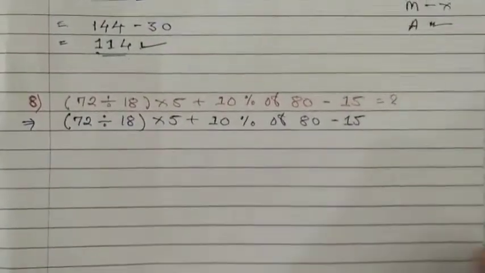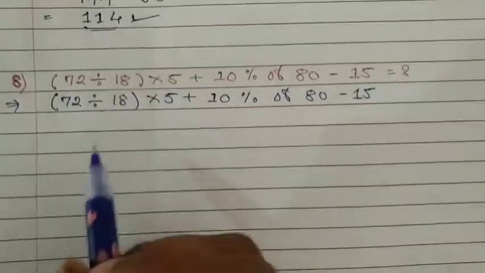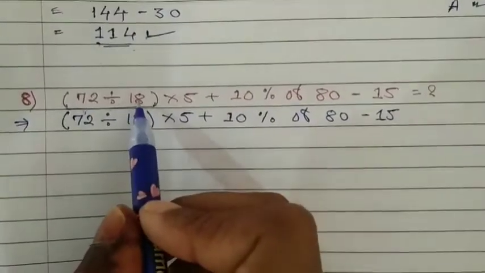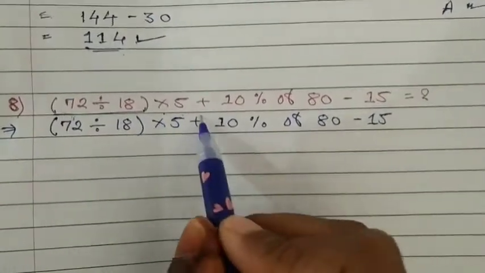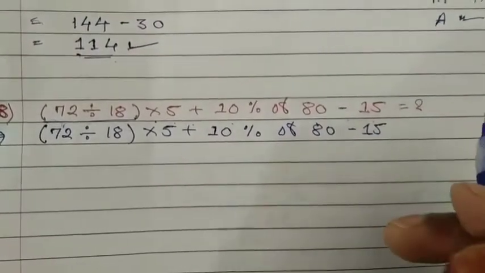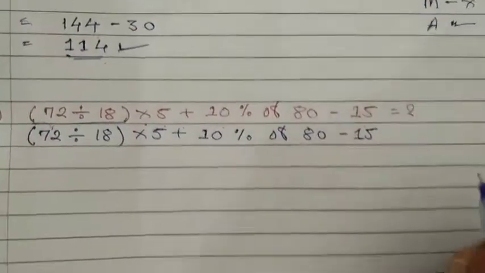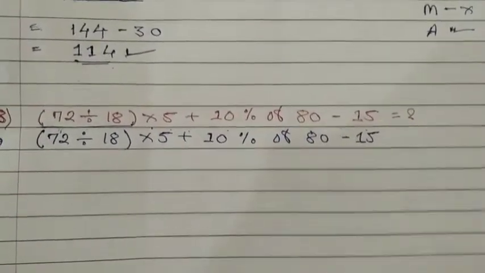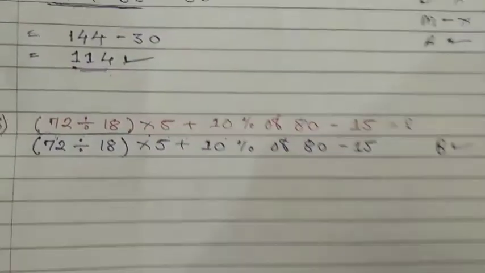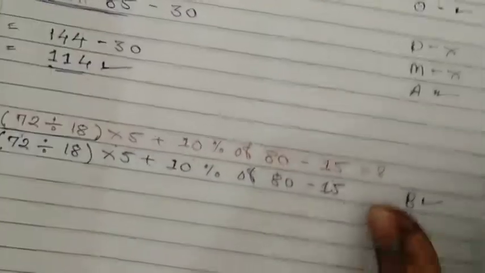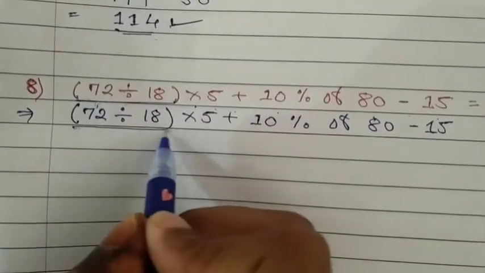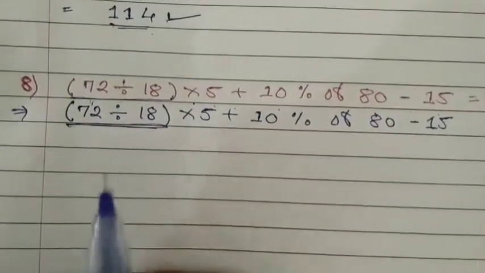Let us move on to the next question. Bracket is here: 72 divided by 18 multiplied by 5 plus 10% of 80 minus 15. So simply follow the BODMAS rule. B stands for bracket. Is there a bracket? Yes. 72 divided by 18, how much? That is 4.